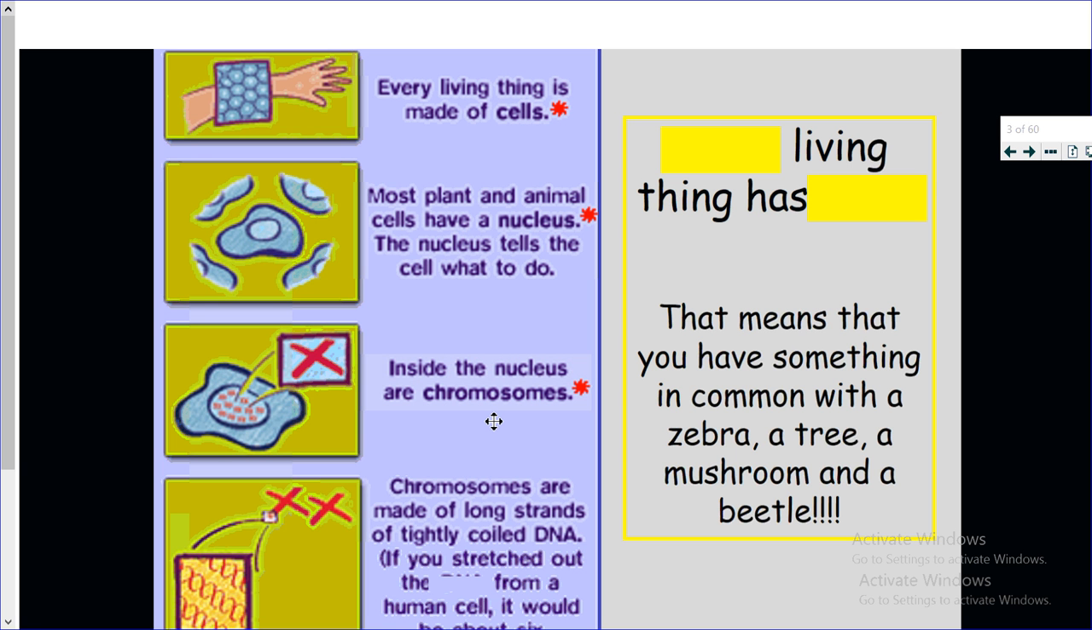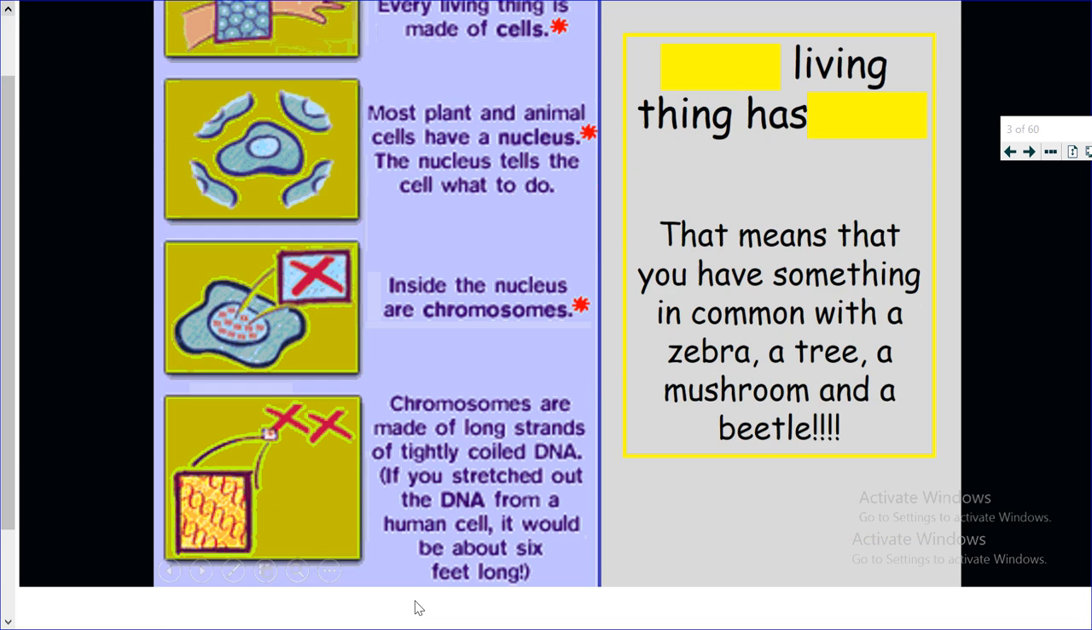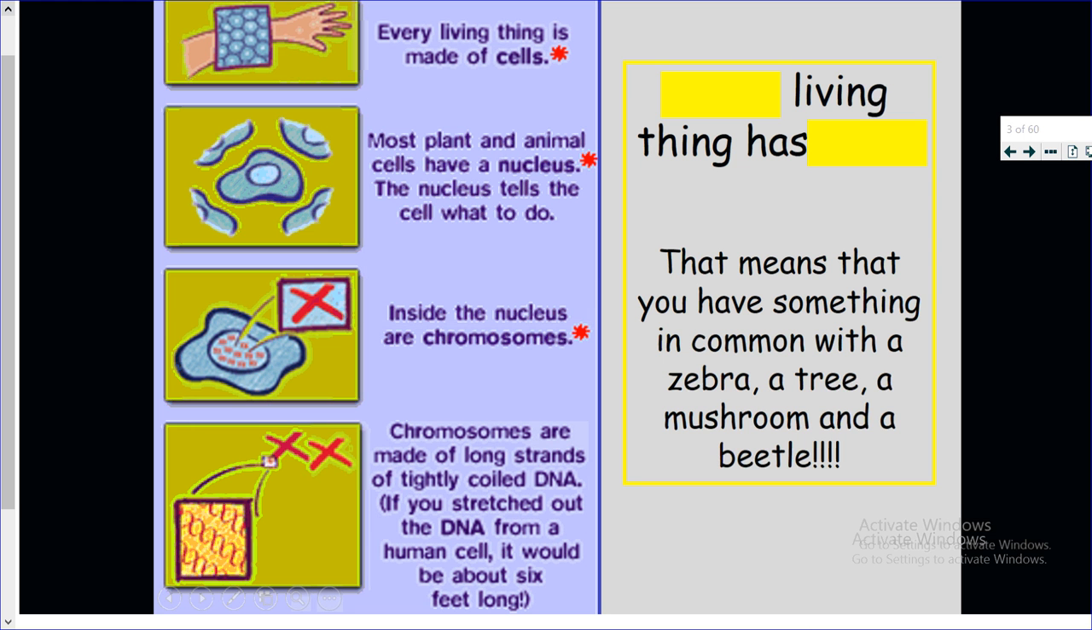Chromosomes are made of long strands of tightly coiled DNA. If you stretch out the DNA from a human cell, it's about 6 feet long. That's just in one cell, not all of your cells.